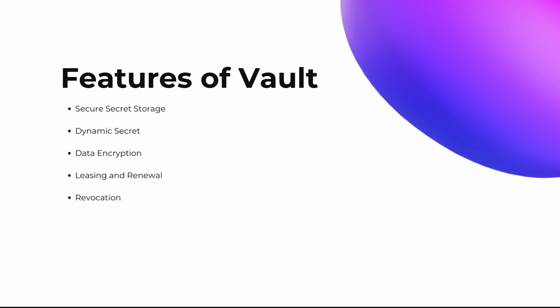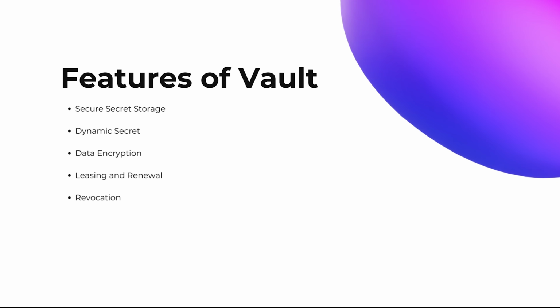Let's talk about some of the features of HashiCorp Vault. The very first feature is secure secret storage. All the secrets are stored securely in HashiCorp Vault. Then it also provides dynamic secrets, which allow you to generate secrets at runtime, and you can do secret rotation as well. Let's assume that you have a database password and you want to periodically rotate it. That you can also do. It also provides encryption, so all the secrets that are stored are completely encrypted. And it also allows you to revoke those secrets.